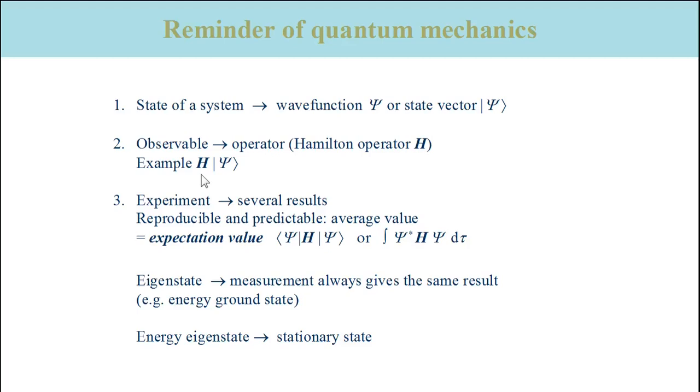An operator acts on state vectors and alters them. For example, H psi represents the effect of an energy measurement on the state vector psi. The result is a new state vector that is in general different from psi.